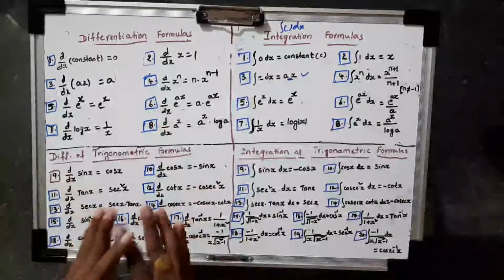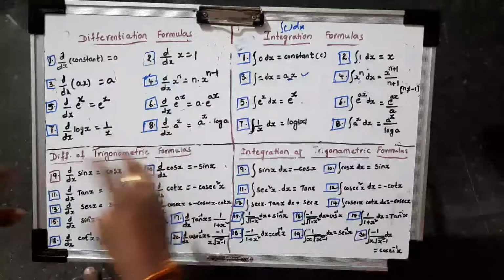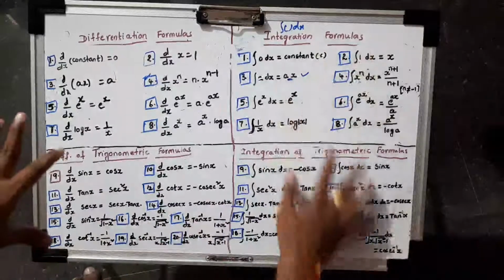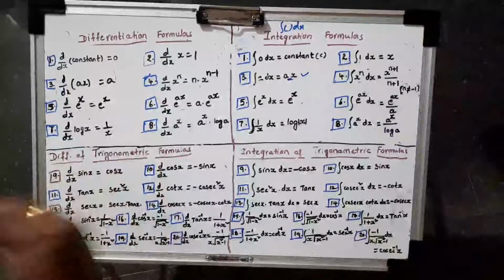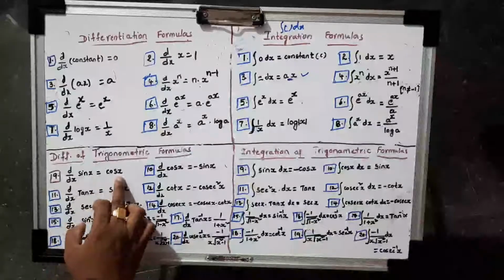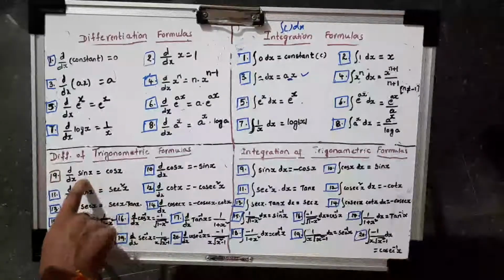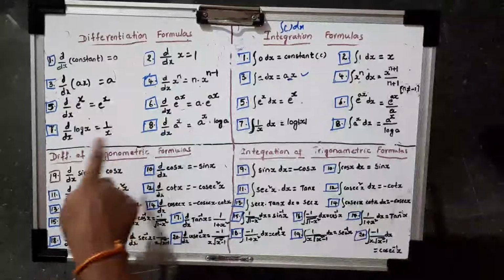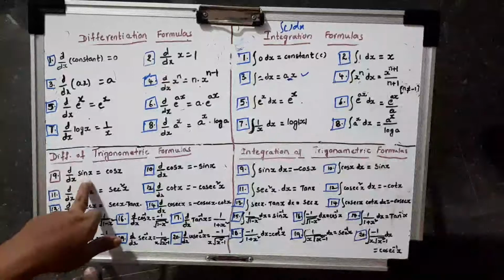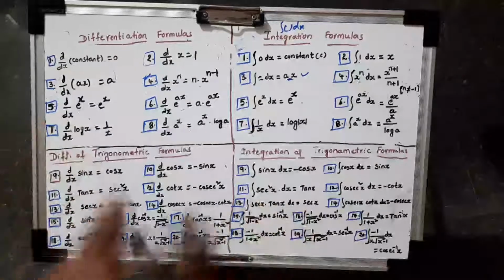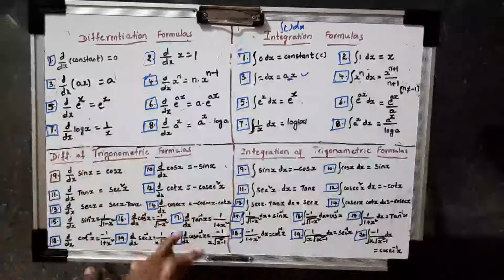So the final point is: just remember the differentiation formulas of the normal, trigonometric, and inverse trigonometric functions. Don't remember the integration formulas. Why? Because if you remember the differentiation formulas, then what you got as the answer when you did the differentiation, the integration of that answer is nothing but the function which you differentiated. In this way, by comparison only, you can easily remember the differentiation and integration.